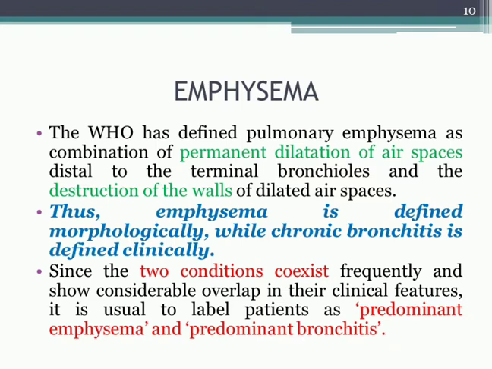Okay, so there is a dilation of air spaces and the destruction of the walls of the dilated air spaces. We'll come to that, what is happening, I'll tell you. So emphysema is defined morphologically while chronic bronchitis is defined clinically. So that is the difference. Emphysema is defined structure-wise, while chronic bronchitis is defined clinically, based on the signs and symptoms.